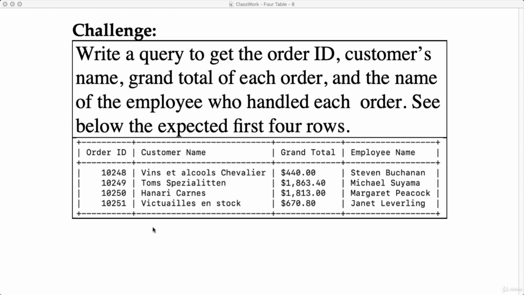This is going to be a 4 table join. And if you look at it now, what does it mean? This join will be between the orders table, the customers table, the employees table will be there too, and the order details. Because to get this, we need the order details.